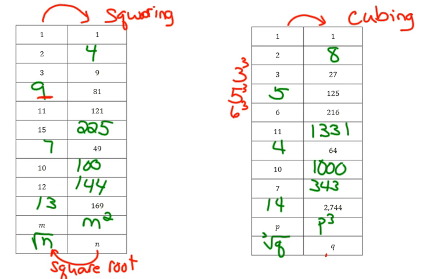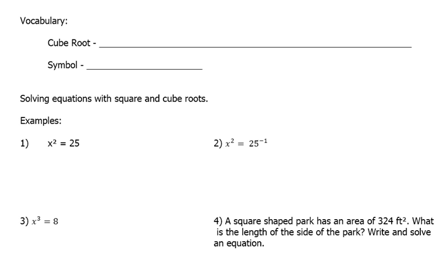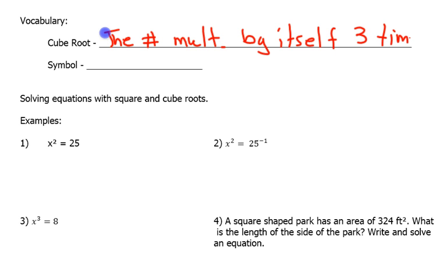So then the reverse over here is something called the cube root. And that's one thing we're going to be talking about today, is how to solve equations that have cube roots and square roots in them. Okay, let's go to the next page and get some vocabulary. So the cube root is the number multiplied by itself 3 times.